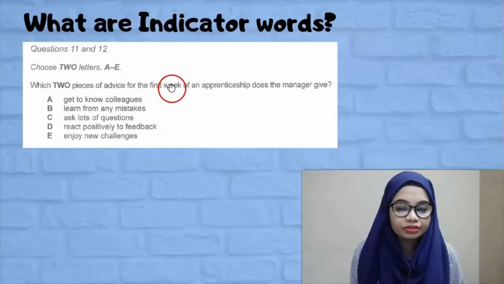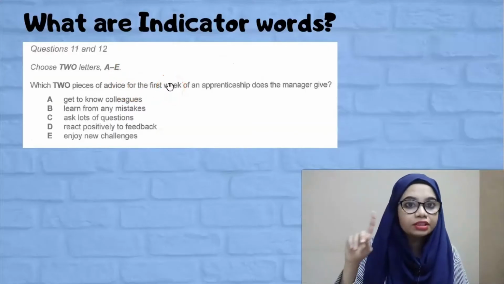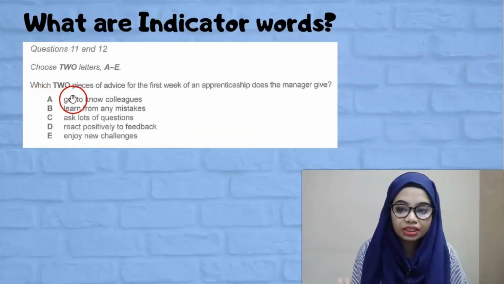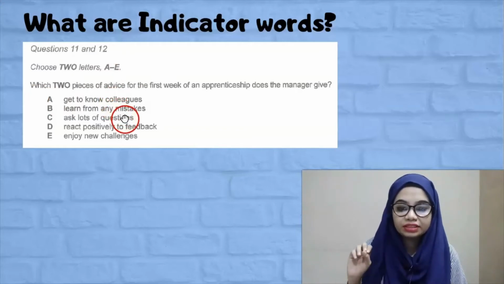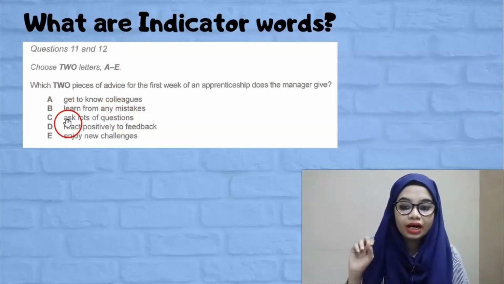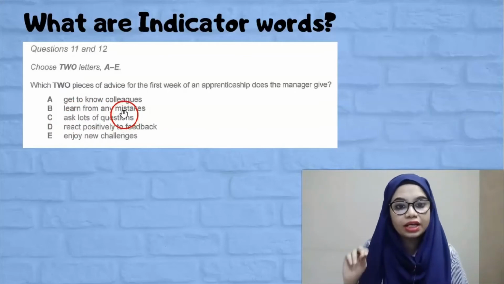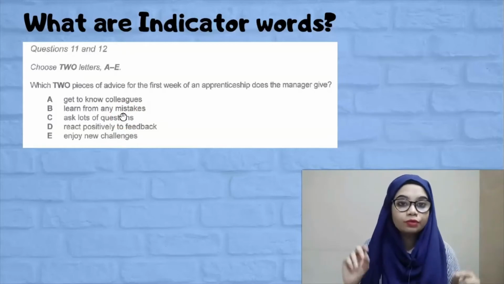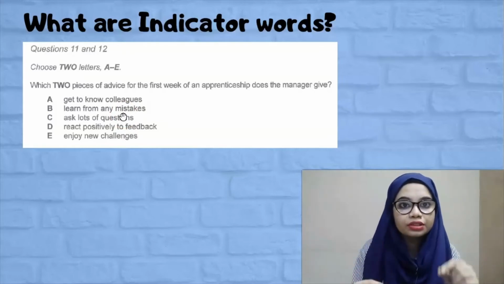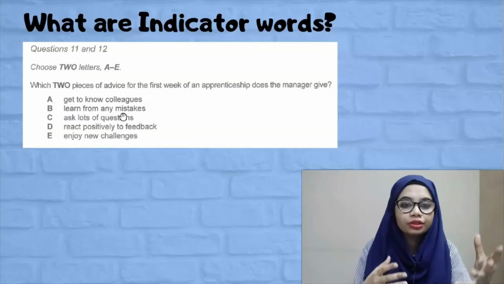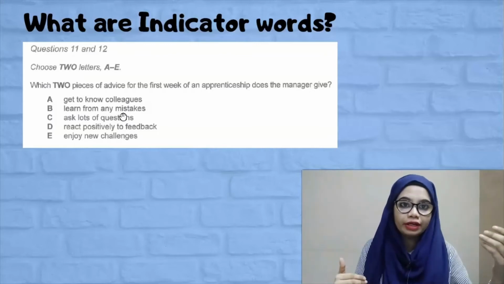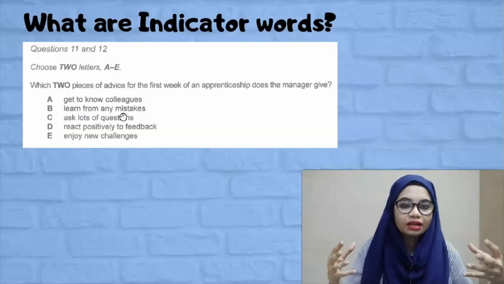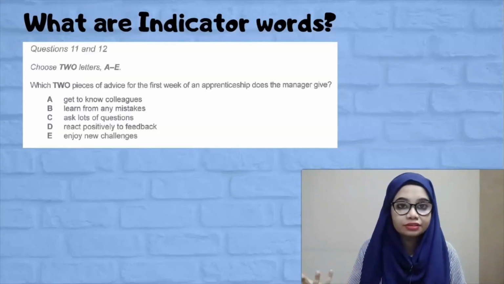So the question talks about the first week, and in the audio we did point out the first week, and the options are: get to know colleagues, learn from any mistakes, ask lots of questions. So, ask lots of questions. Question was an indicator word, as we told you the last time. And apart from using the word question, or a synonym for question, they have phrased it a way. I mean to say that they have written a whole sentence just for the word question, or a phrase or a clause.